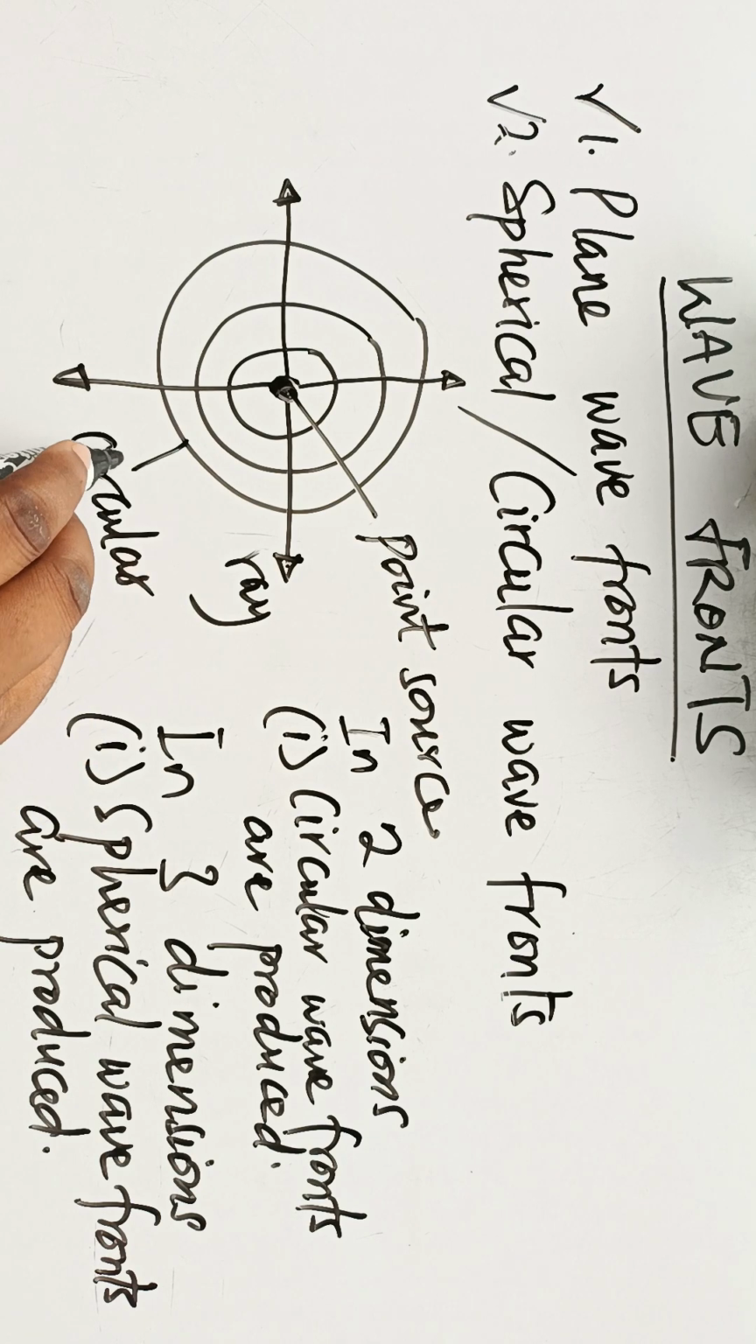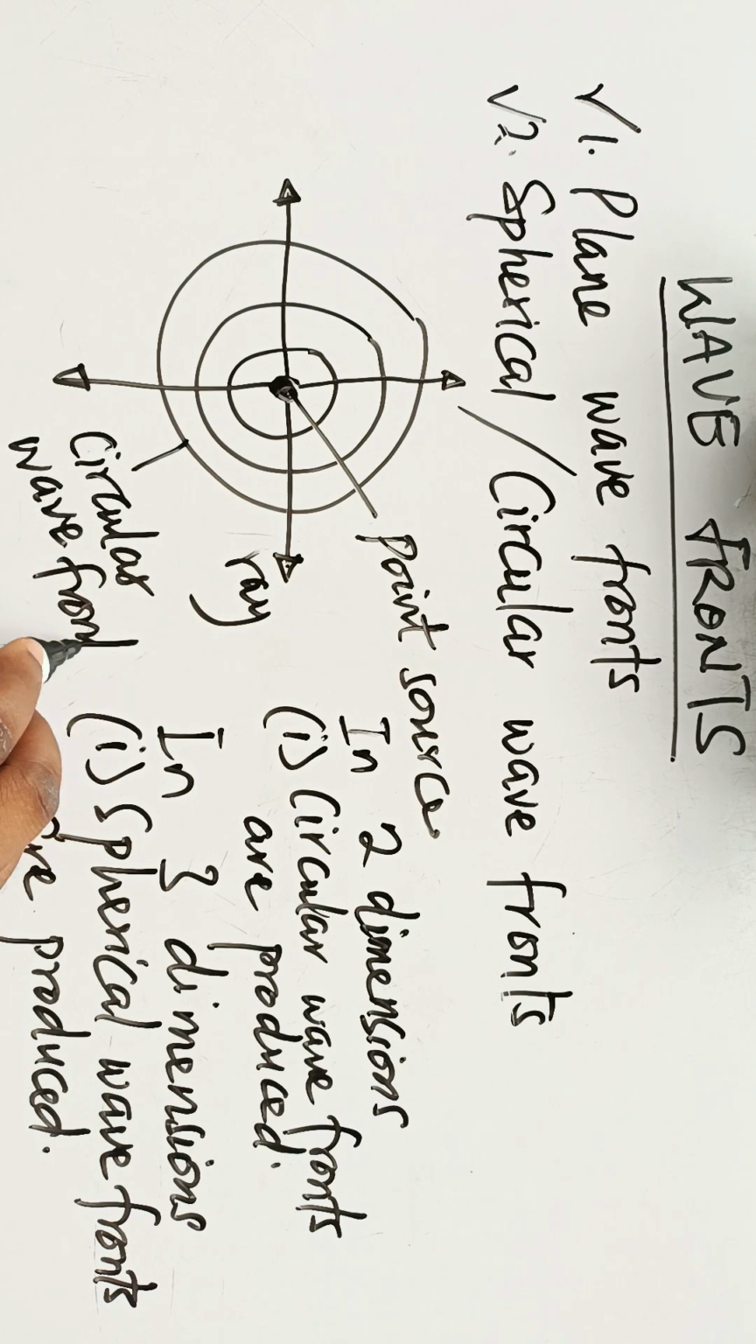So that becomes a circular wavefront. I believe the differences are spelled out clearly. A line source is a source for a plane wavefront, and a point source is a source for a spherical or circular wavefront. So now let's look at the phase of a wave.